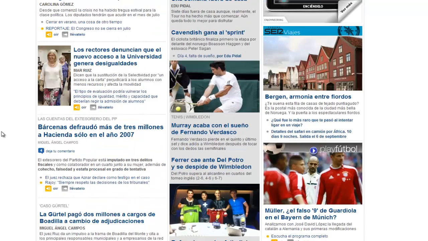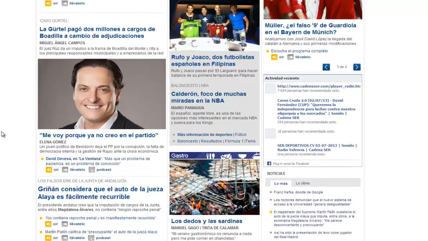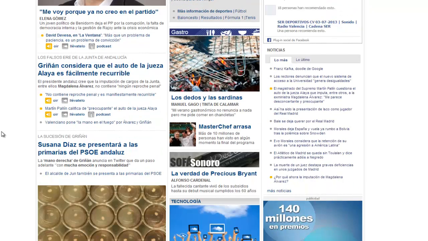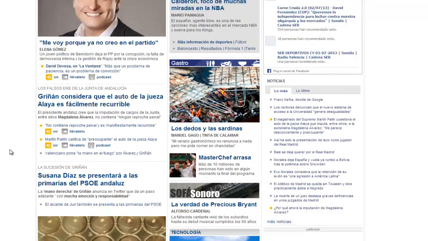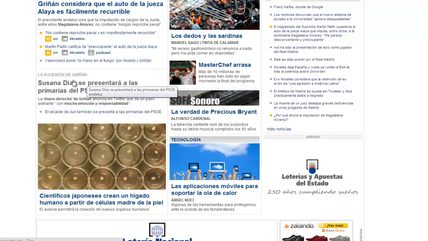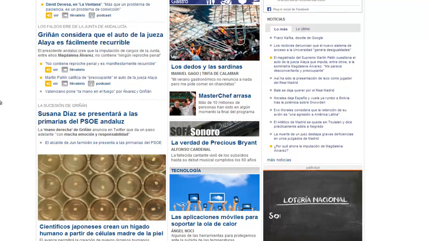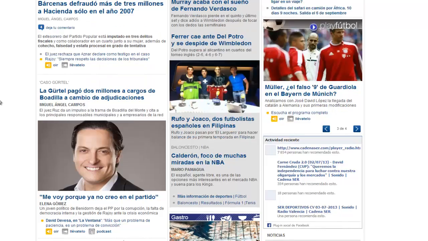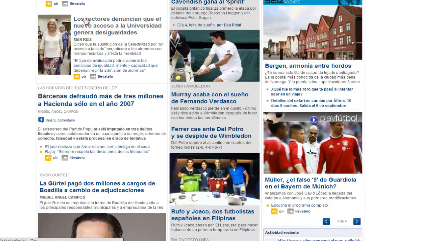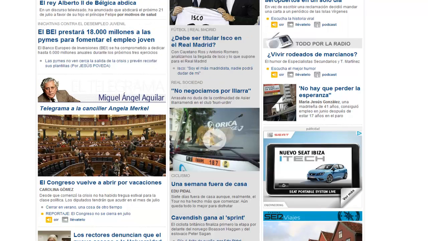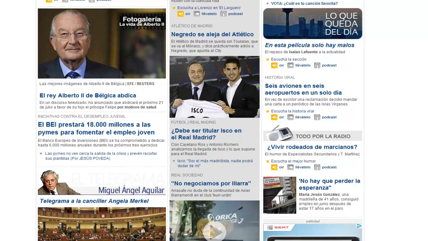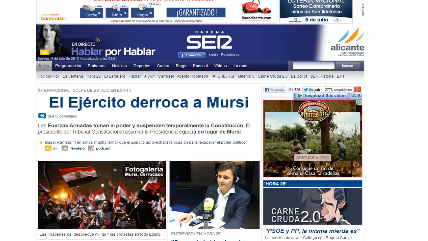But when you see a website like this, you see lots of words. You might recognize some words. You might not. Se presentará. Well, present is a word that's English. Rector or university, universidad. And look, it's got an English word, sprint. So you see what they use from English. It's very good for doing it.